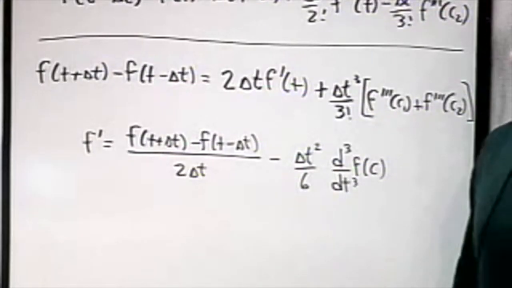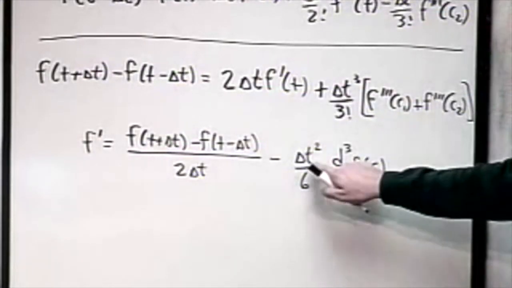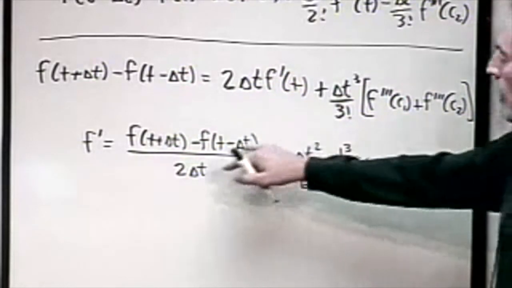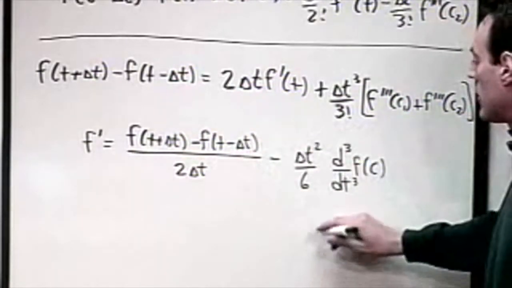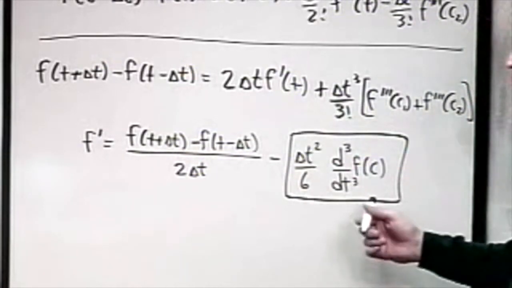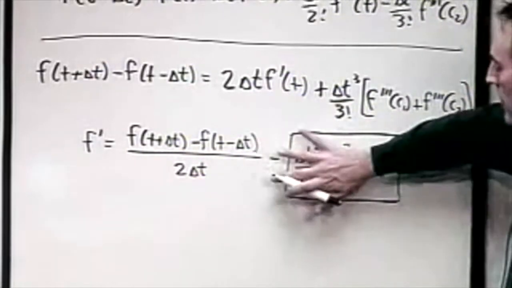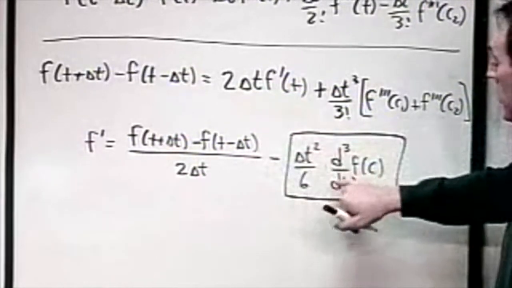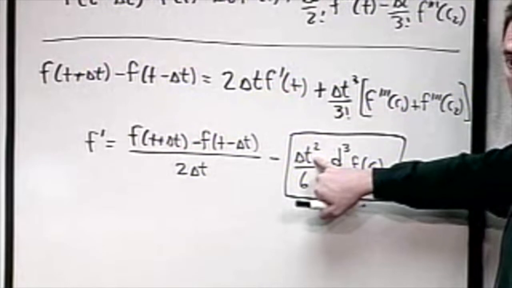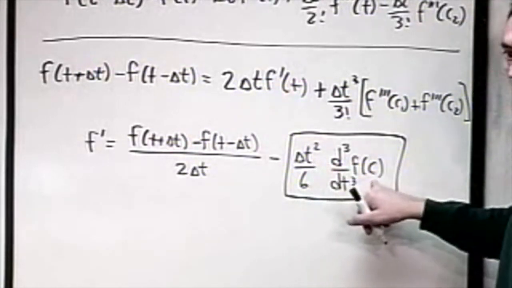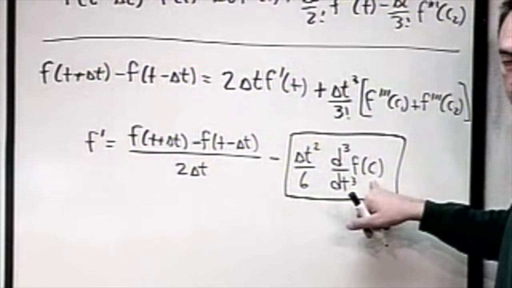Here's the other observation to make. How accurate is this? Delta t squared. Remember, the idea here is rise over run, and this is your correction term. This is going to be your truncation error, because we're not going to calculate this. We're going to throw this out. We're going to say, that's my slope, my approximation to the slope. What kind of error am I making? Delta t squared. So if delta t is sufficiently small, this is going towards 0.